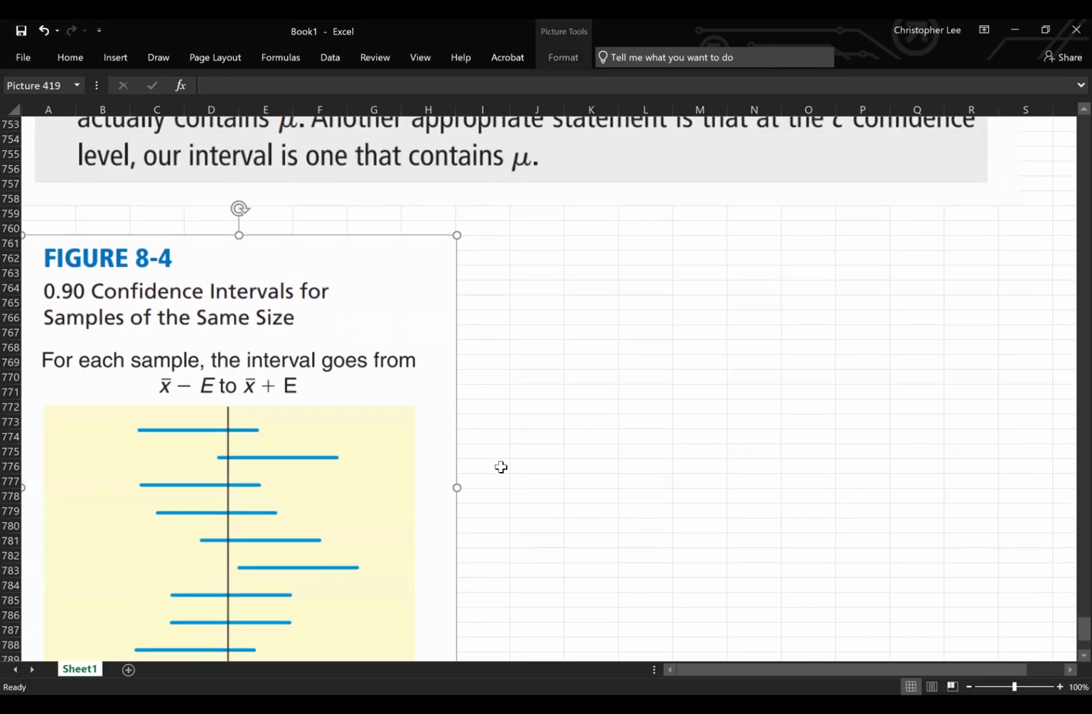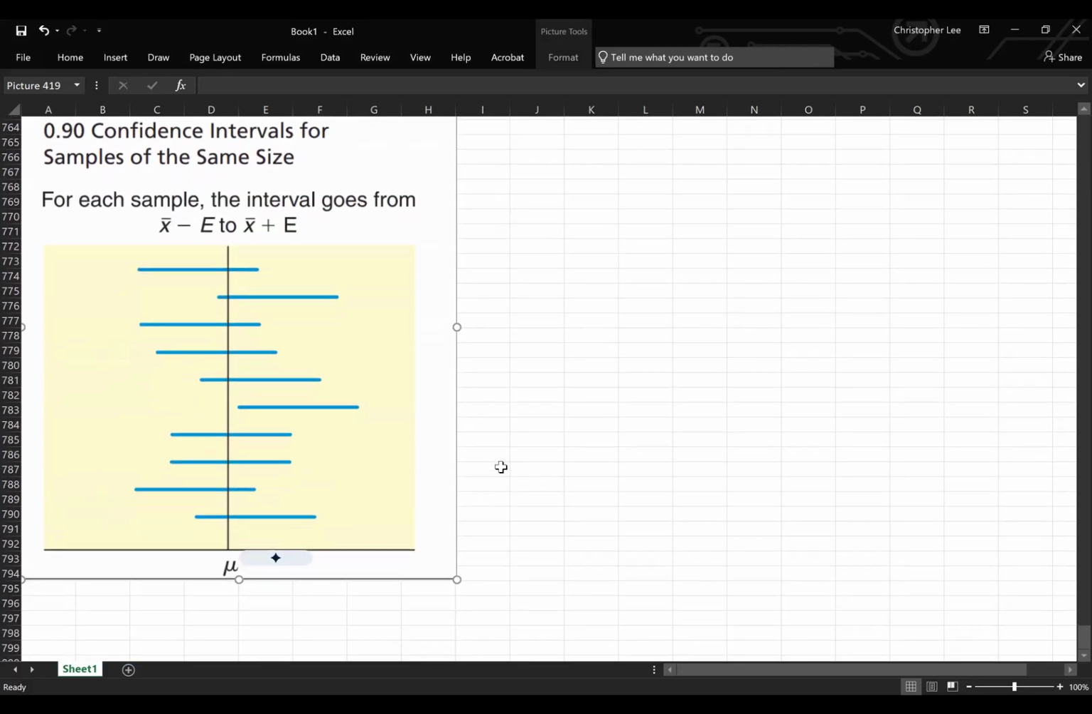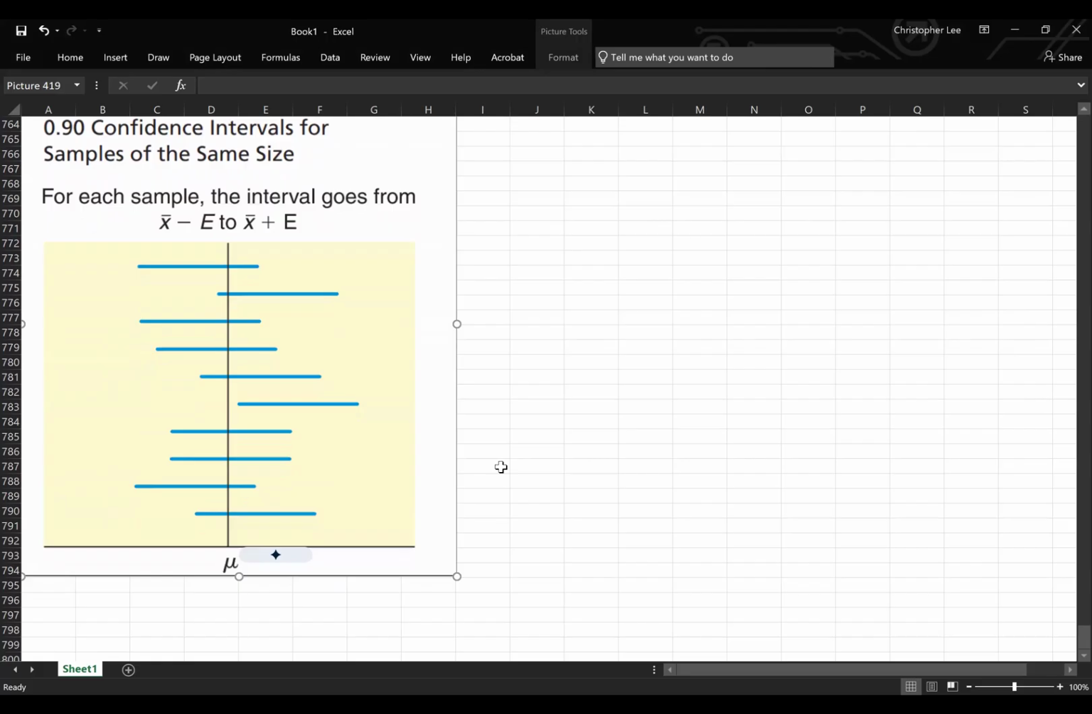So check this out. This is for a 90% confidence interval, right? Samples of the same size. So each blue line that you see right here, that's an interval, right? And we're saying that we believe that the interval that we have contains the population mean mu.